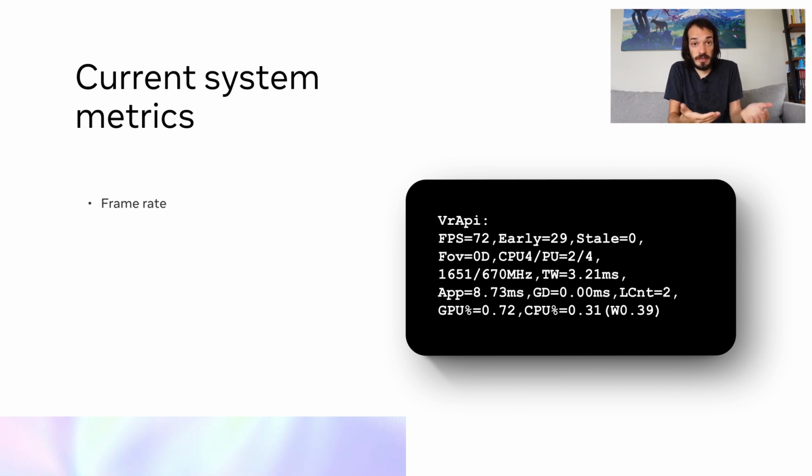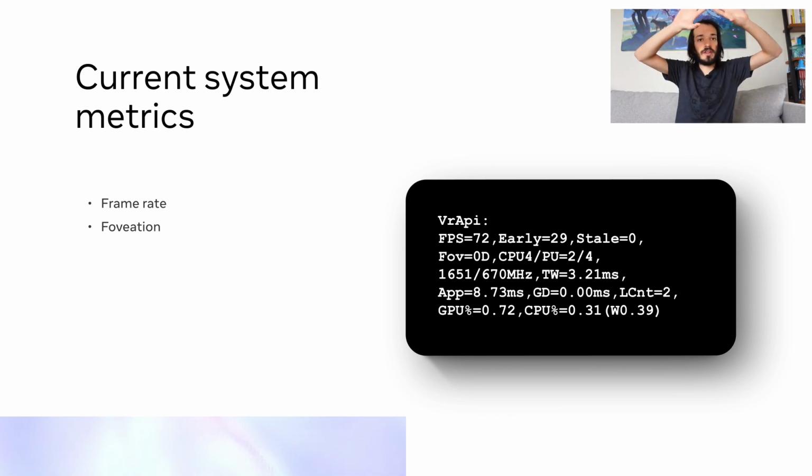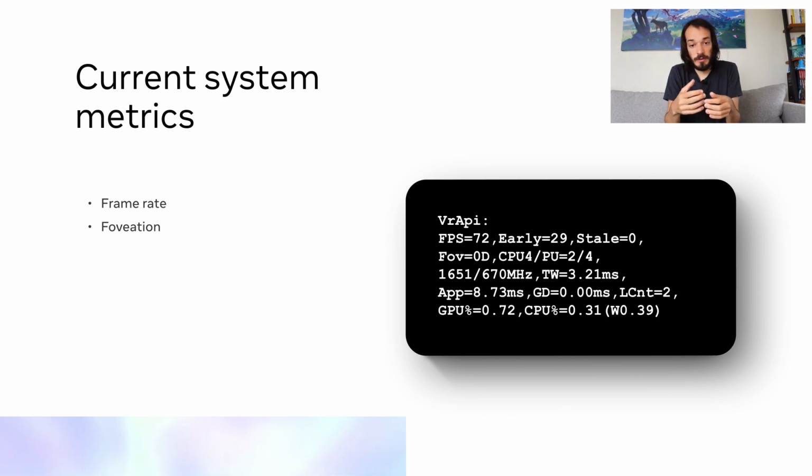And so the stale metric is this: how many frames in the last second you dropped. Then we have foveation. So foveation here is calling out 0D. Foveation 0 means that we're not using foveation at all. Foveation in this case is fixed foveated rendering, which will lower the application pixel density on the sides in order to focus the GPU time in the middle.